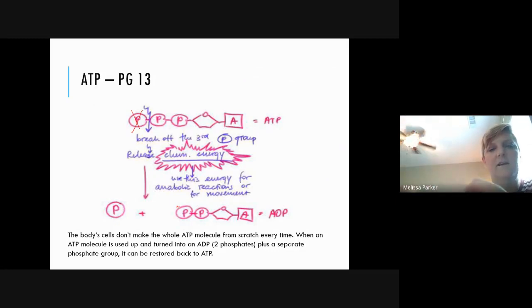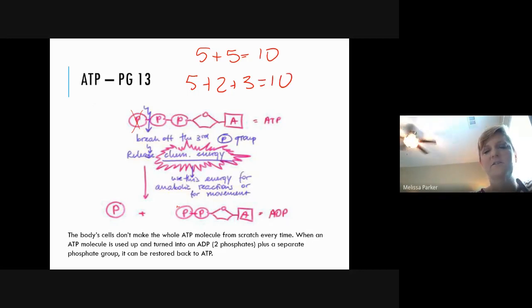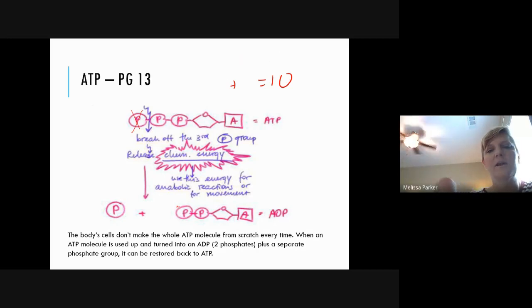It's kind of like saying 5 plus 5 equals 10, or 5 + 2 + 3 = 10. It's still the same thing. It's just you're using different structures to make it up, or you're breaking it down into smaller components to make up the same thing.